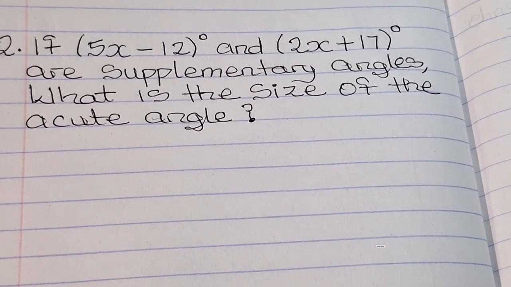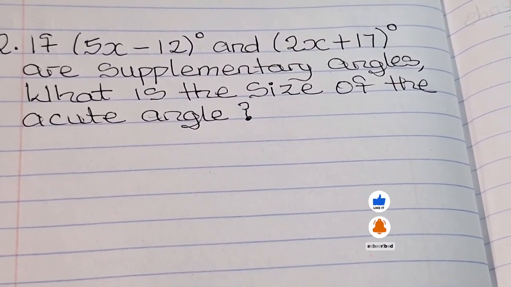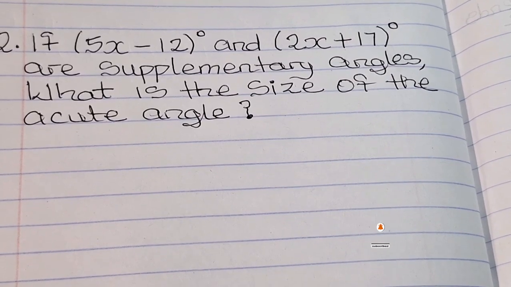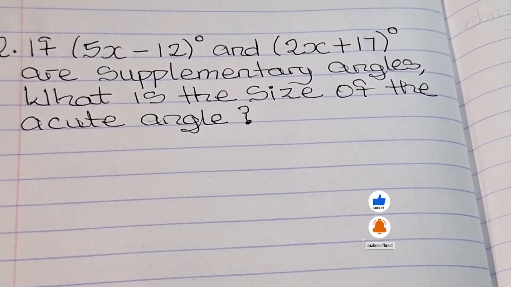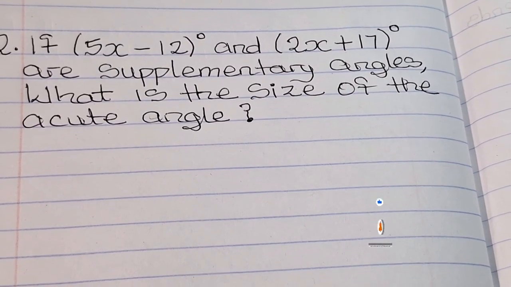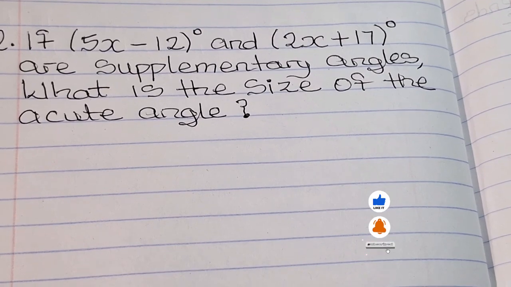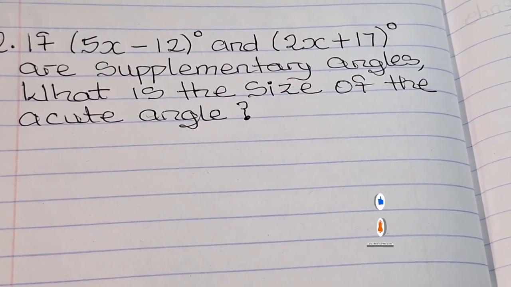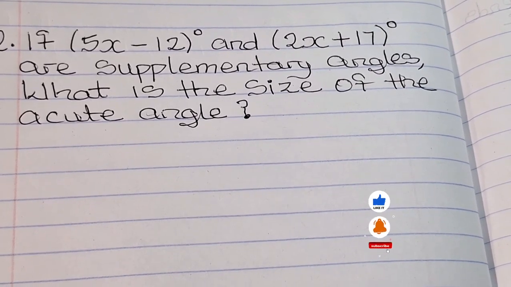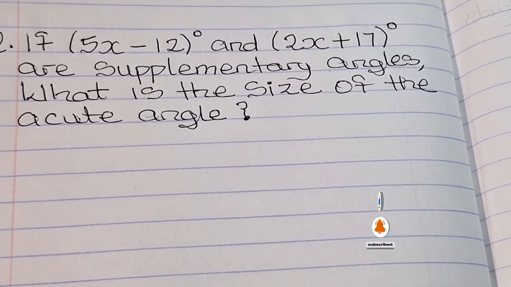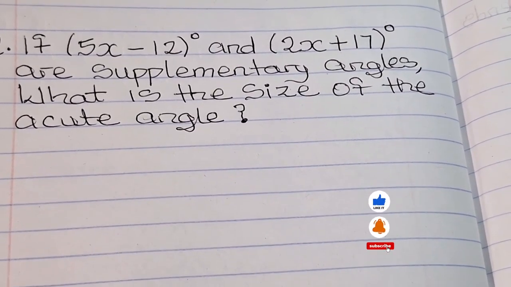So all we need to do is add these 2 algebraic expressions together and equate it to 180. Then we solve for x. Once you know your x, you can now substitute into the expressions to find each of the angles and check which one is acute. And what's the meaning of acute angle? Acute angle means an angle that is less than 90 degrees. So let's do this.